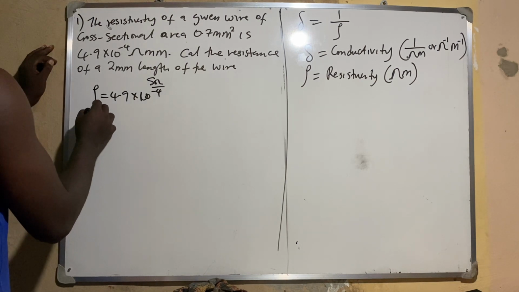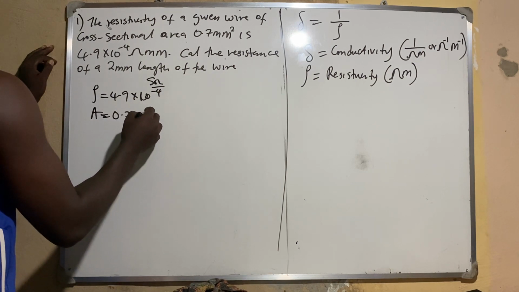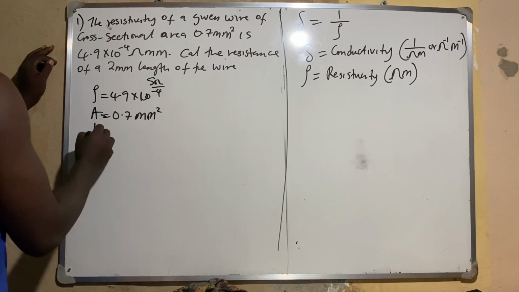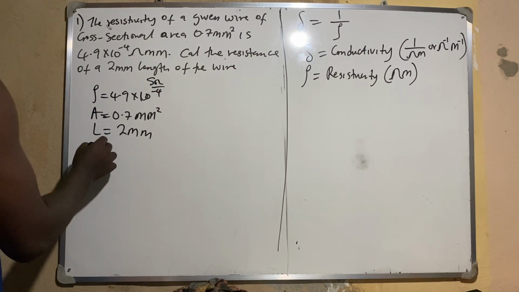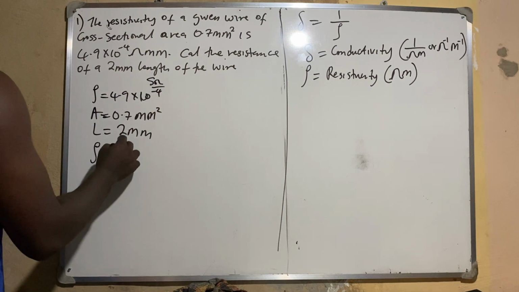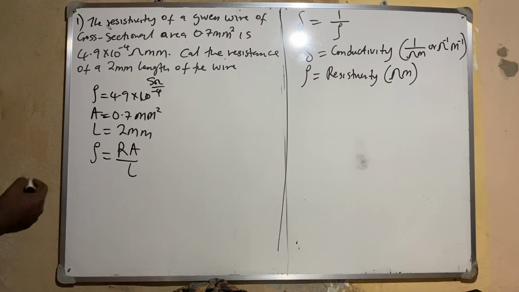My area is 0.7 millimeter squared, and my length is 2 millimeter. If you remember, resistivity is simply RA over L. Very simple.